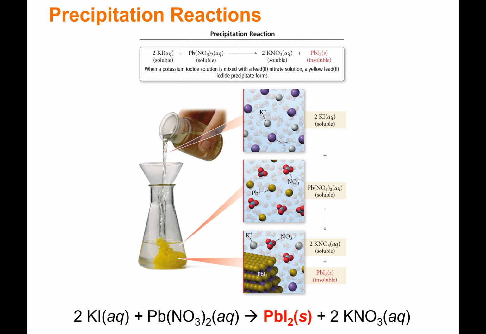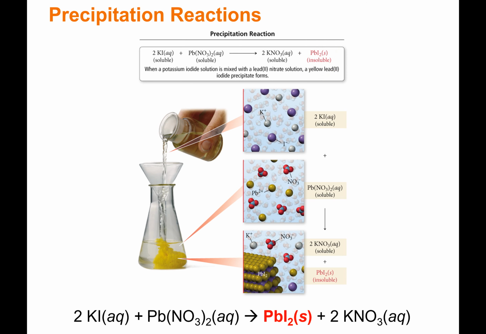So let's take a look at how this would actually be used in the lab. Here maybe I'm trying to remove the iodide from the solution. So I have two solutions reacting. I have potassium iodide reacting with lead nitrate to give me potassium nitrate and lead iodide. When I combine these two, notice that my lead iodide is insoluble and therefore becomes a solid. That's my driving force.